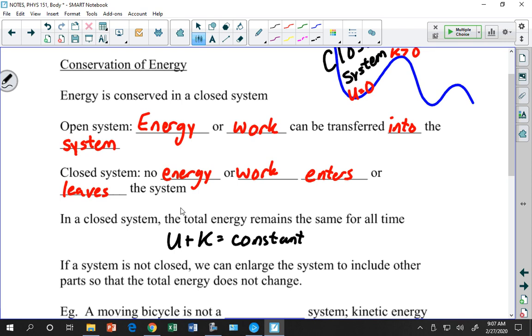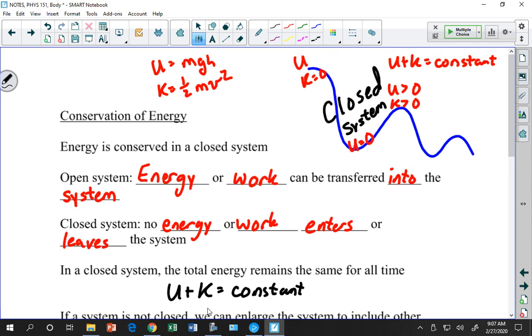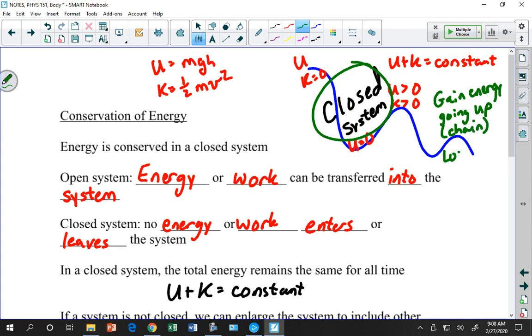Okay, so in a closed system, our total energy will remain constant. Let's make a note up here. Something that we had said was a closed system is not really a closed system: you gain energy going up, with the chain as it pulls you up the incline, and then you lose energy from friction, including air resistance. So even though we talk about it as a closed system, it's not exactly a closed system.